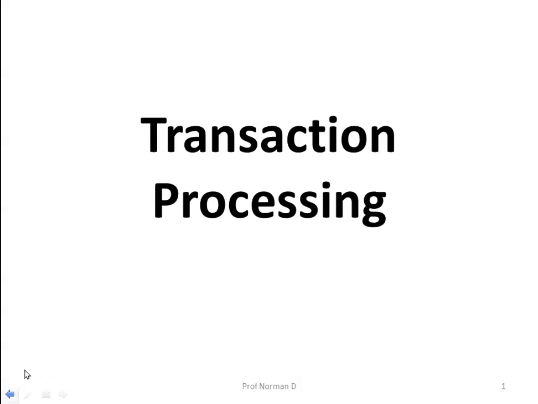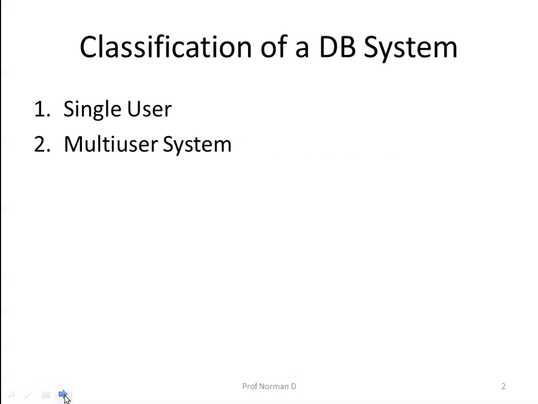In this session, we will discuss transaction processing. Now, one criterion for classifying a database system is according to the number of users who can use the system concurrently. So basically, a database can be classified as a single-user system or a multi-user system.